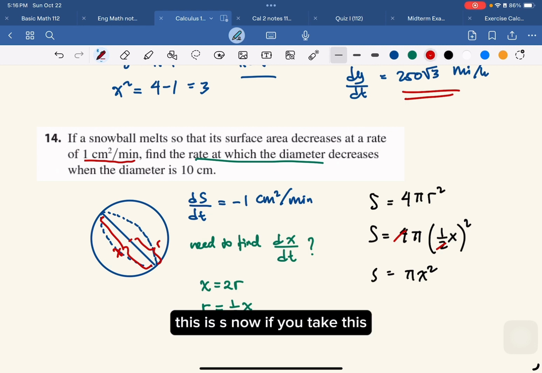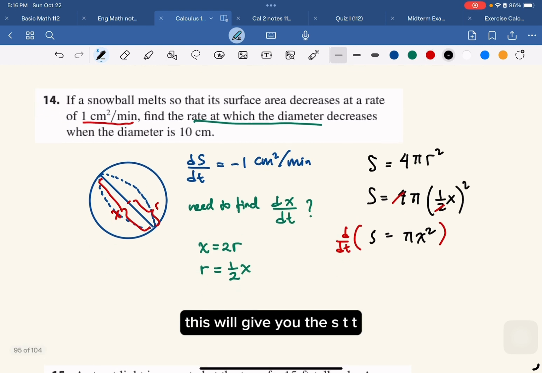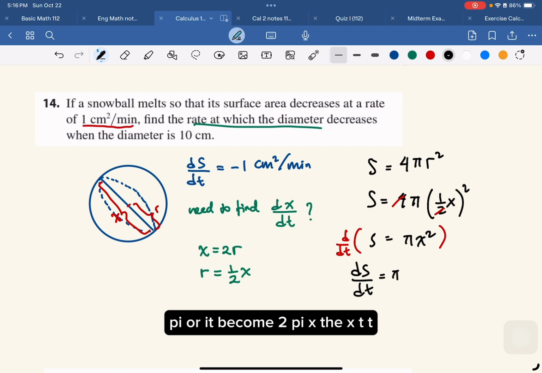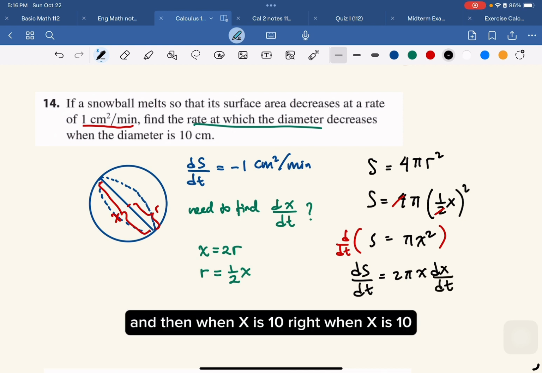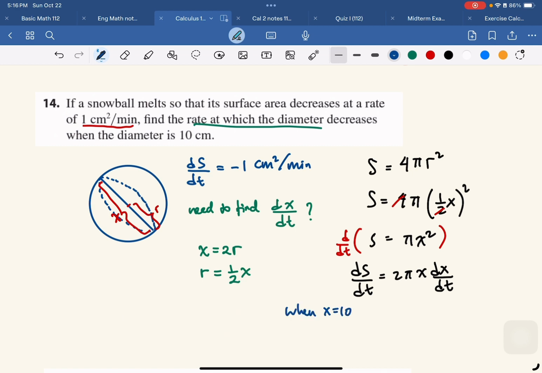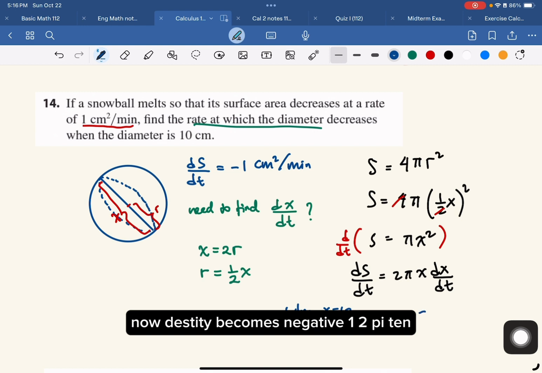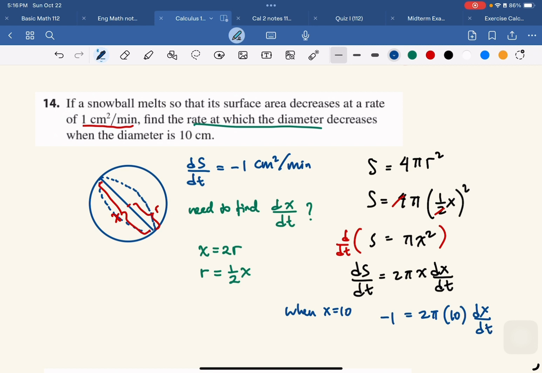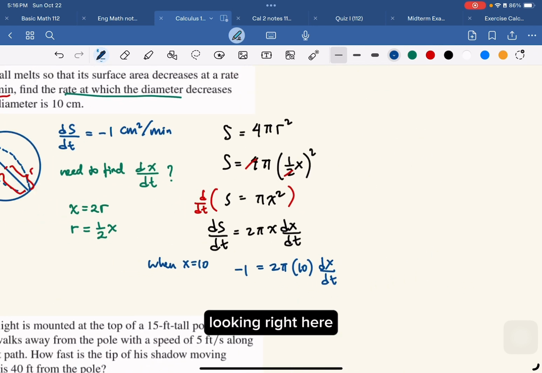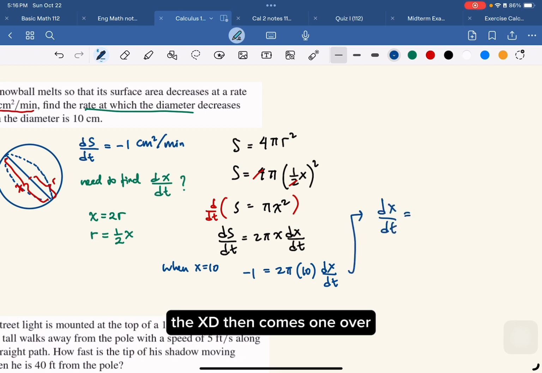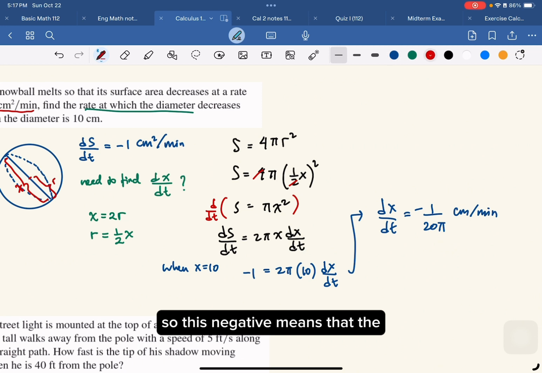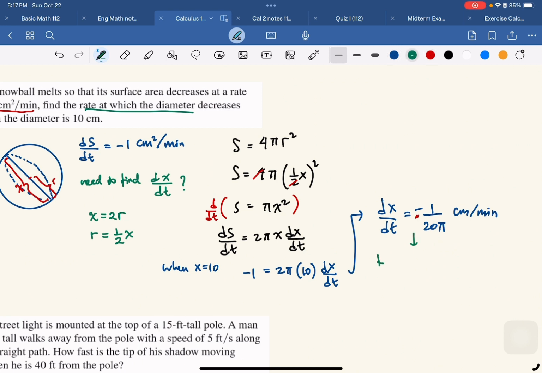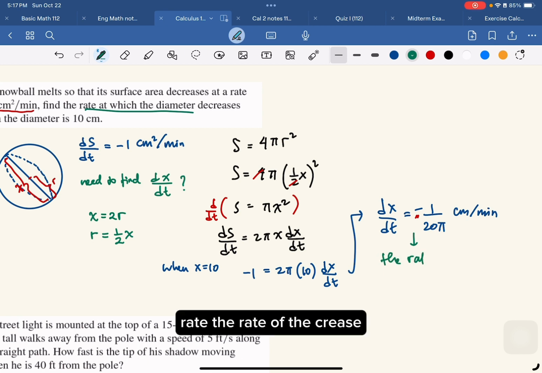This is s. Now if we take the derivative with respect to t, this will give you ds/dt, pi, or it becomes 2 pi x dx/dt. And then when x is 10, now dx/dt becomes -1 over 2 pi times 10, or we can write dx/dt then becomes -1 over 20 pi centimeters per minute. So this negative means the rate of decrease. Okay, so this is the answer.